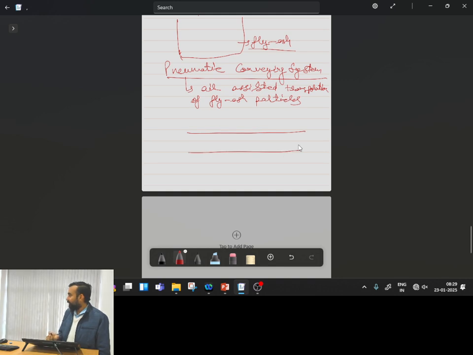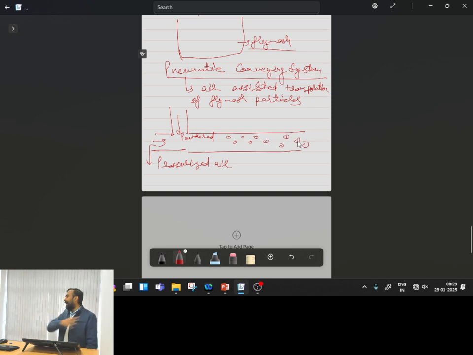So typically what is done, there is a pipeline. From the top, this powdered material is allowed to flow down, and from here pressurized air is supplied. What will happen? Particles are flowing down, from here we have pressurized air. We will be finding that in this gaseous medium, these solid particles will be suspended, and this suspension will be transported through these pipelines from one location to another.